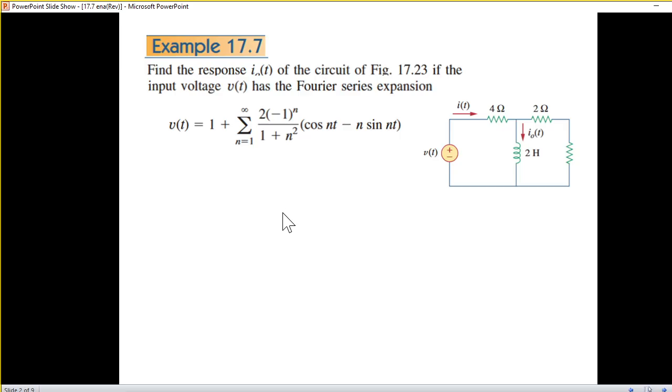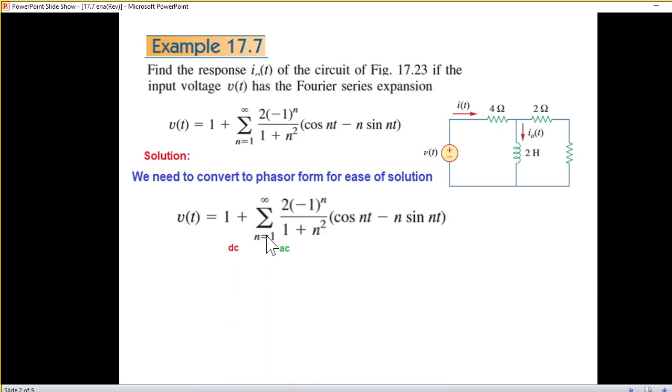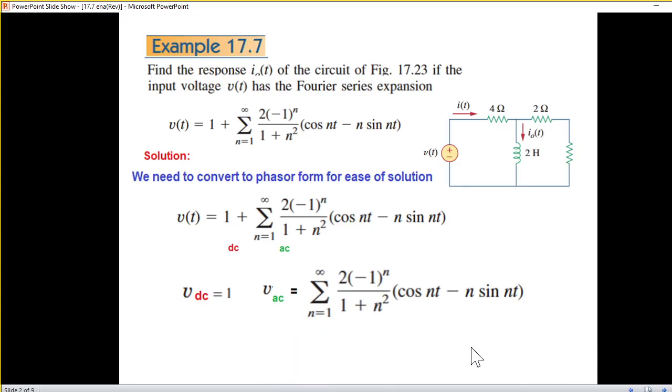Now, if you look at the input, it has two components. One is the DC element, this is the DC element, constant, and this we call the AC element. This has signals of various frequency, where n is the frequency which varies from 1 to infinity. So we need to convert, first of all, the AC part into phasor. This will remain the same whether we go to time domain or frequency domain. So V_DC is 1, and this is the V_AC part.